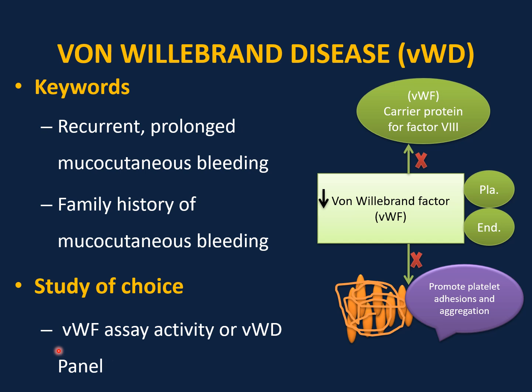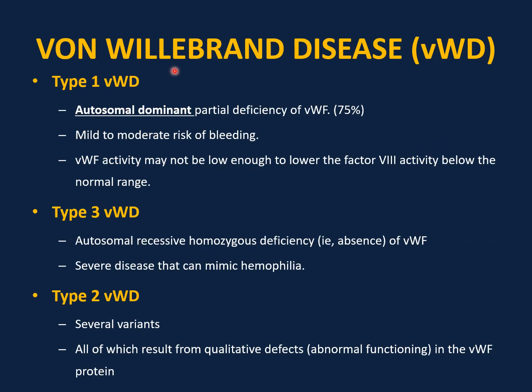So a repeated assay of Von Willebrand factor activity is important for the diagnosis if you highly suspect this disease from the clinical history and from the family history. Types of Von Willebrand disease. Type 1 is the most common, is autosomal dominant, is because of partial deficiency of Von Willebrand factor, 75% of the cases, and presents with mild to moderate risk of bleeding.